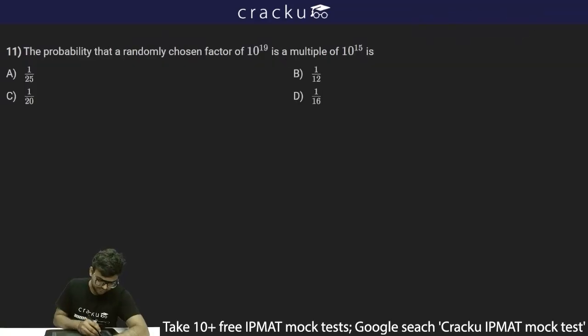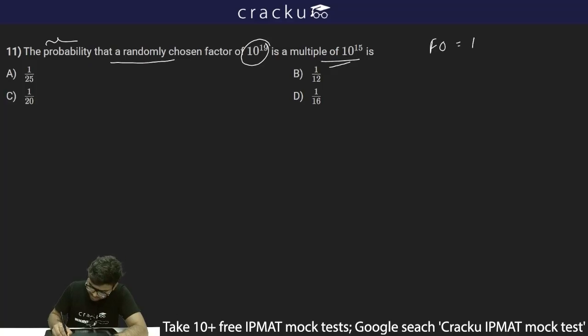The next question is given. The probability that a randomly chosen factor of 10 to the power 19 is a multiple of 10 to the power 15. Since we have to find the probability, we have to find the favorable outcomes and the total outcomes. Favorable outcomes are the factors that are multiples of 10 to the power 15, and total outcomes are all the factors.